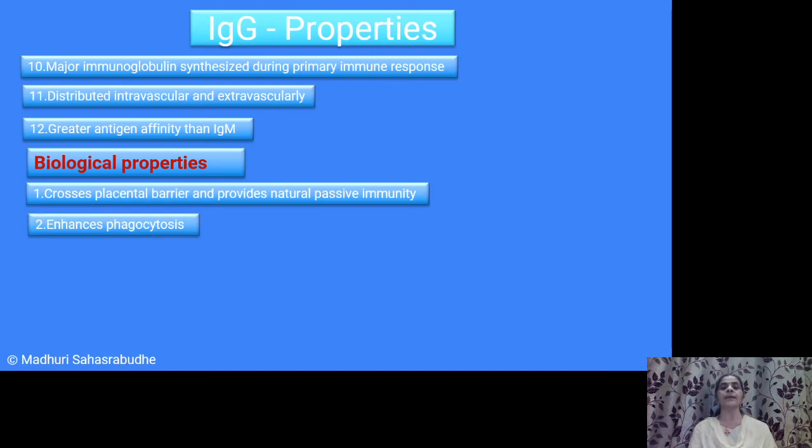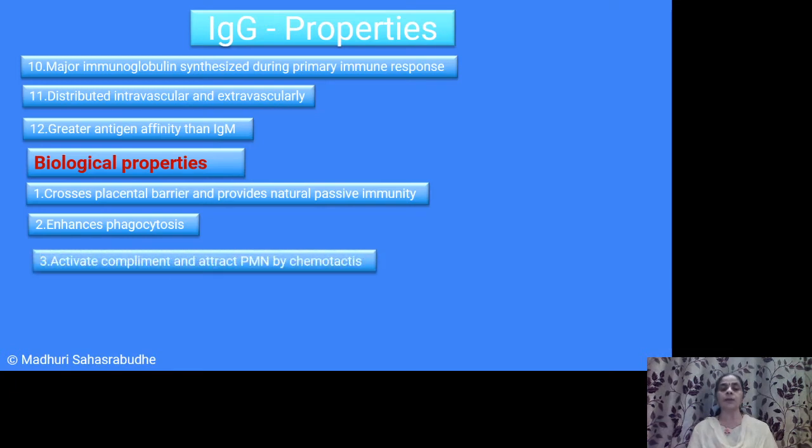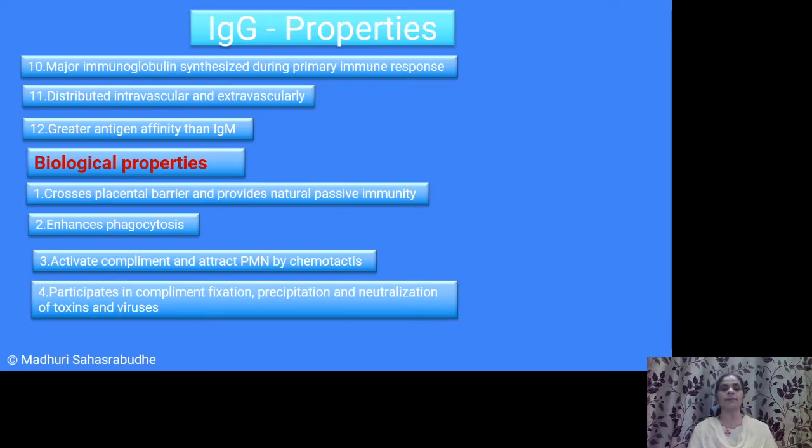Second important property is it enhances phagocytosis. What is phagocytosis? Phagocytosis is the engulfment of a solid particle. Here, engulfment of solid particles means engulfment of the antigen, the foreign material. It can activate complement and attract PMN by chemotaxis. Right? PMN is polymorphonuclear cells, that is neutrophils. It participates in complement fixation, precipitation, and neutralization of toxins and viruses.